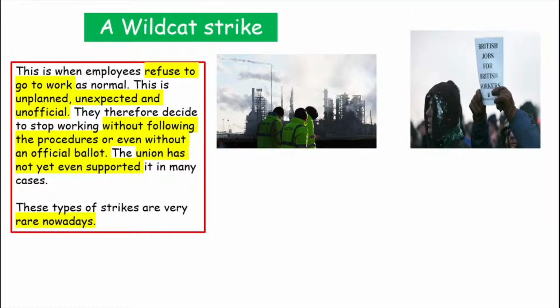The next example of a type of industrial action is a wildcat strike. This is when employees refuse to go to work as normal. This is unplanned, unexpected and unofficial. They therefore decide to stop working without following the procedures or even without an official ballot. The union has not yet even supported it in many cases. These types of strikes are very rare nowadays.